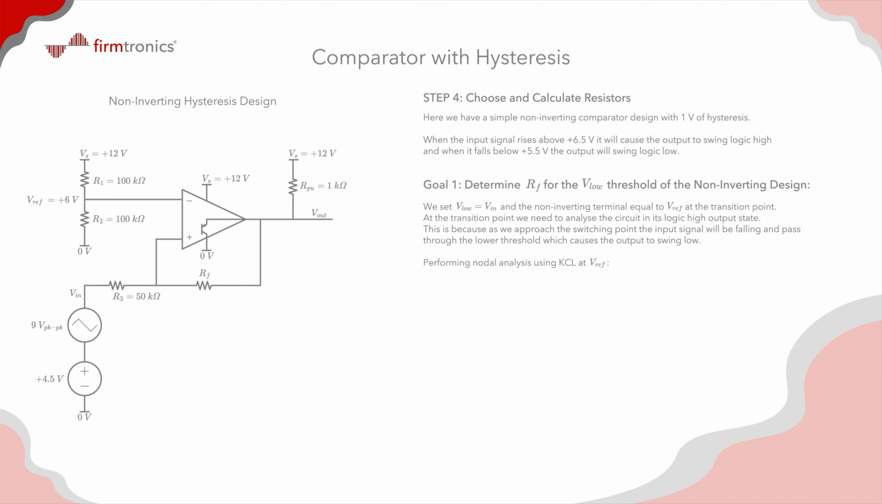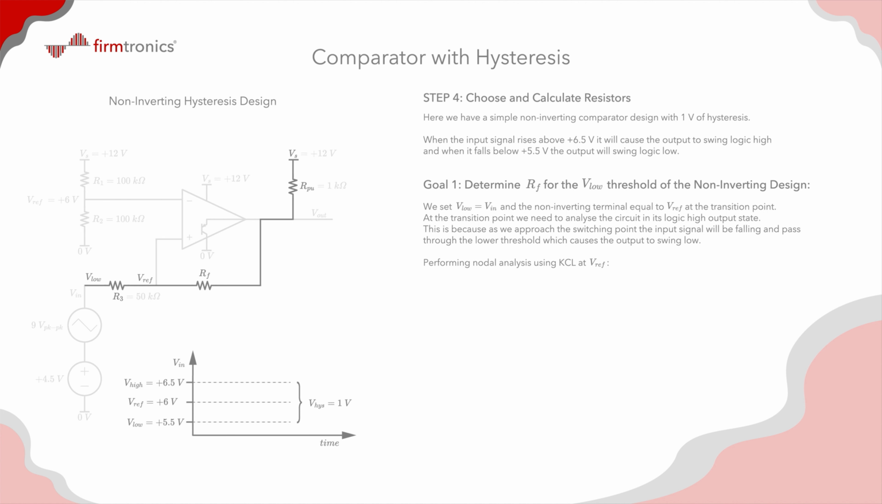So our first goal is to determine R sub F for the V sub low threshold of the non-inverting design. We set V sub low equal to V sub in and the non-inverting terminal equal to V sub ref at the transition point. At the transition point, we need to analyze the circuit in its logic high output state. This is because as we approach the switching point, the input signal will be falling and pass through the lower threshold, which causes the output to swing low. If we perform nodal analysis using Kirchhoff's current law at V sub ref, then we can derive the formula we need to calculate the feedback resistor for our predetermined hysteresis band.